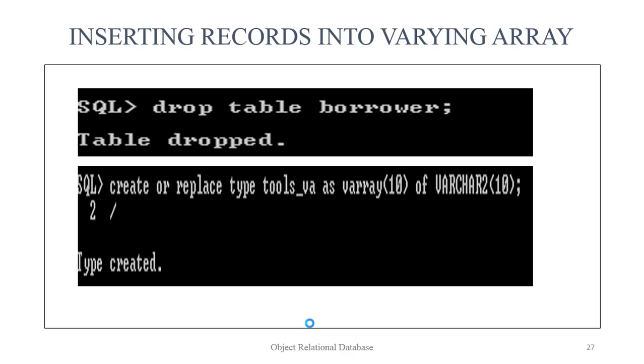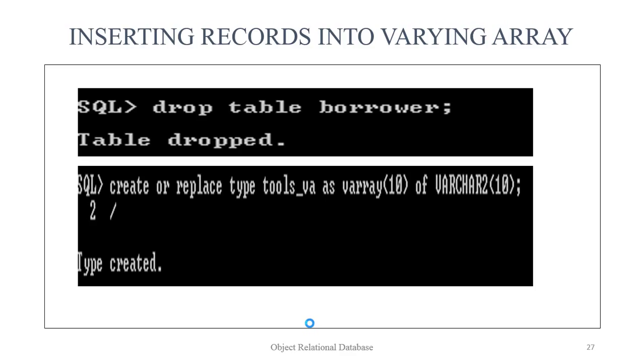It is because the table borrower uses the type tool VA. If we want to change that tool VA object type, again Oracle gives an error because it is being used in a particular table. So that particular table should be dropped first.